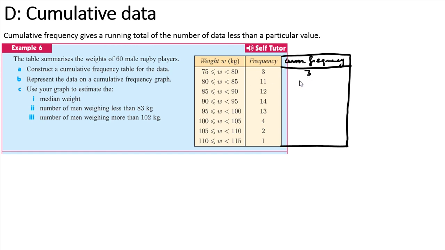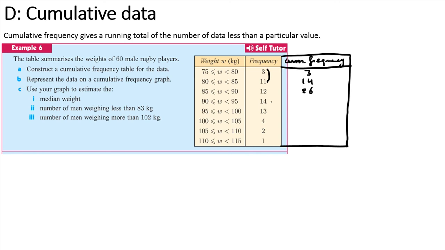And then the cumulative frequency here will be 11 plus 3, which is 14 in total. 14 male rugby players have a weight lower than 85. Because here we have 11, here we have 3, so that is in total 14. And the cumulative frequency here is the amount of rugby players who have a weight lower than 90. So in this group we have 12, in this group 11, and in this group 3. So if you just do 14 plus 12, which is equal to 26.